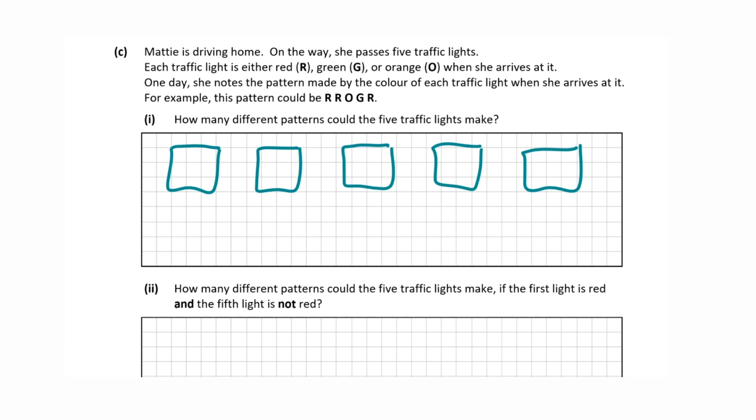So looking at this, for when she comes to the first traffic lights or the first box, she will have 3 options. It'll either be red, green or orange. So this is going to be 3. And because we have no conditions in part I, the rest of the options are still going to be 3. So each of our boxes is going to be filled with 3, and we multiply this together. So this is going to be 3 multiplied by itself 5 times, which is equal to 3 to the power of 5, which is going to be equal to 243. So that's your answer to the first part, and that'll give you a total of 5 marks.